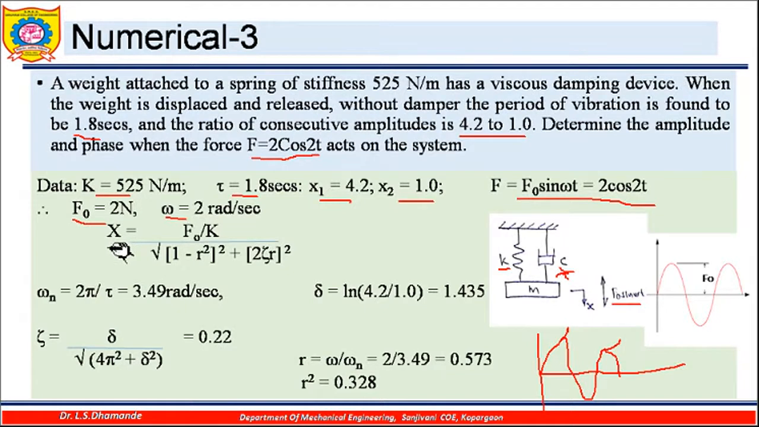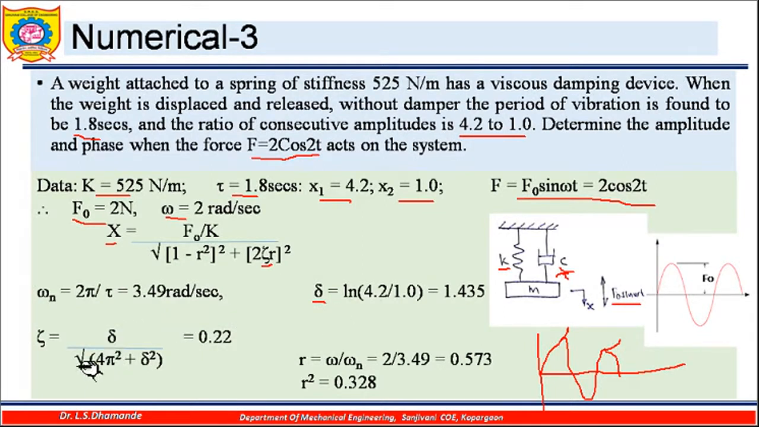We have to find the value of x, the amplitude. For getting this amplitude we need F0 by k and this particular ratio under root in the denominator. So F0 is with us, k is also with us, and r and zeta are required. Let's find zeta first. We can find it using the logarithmic decrement. The logarithmic decrement delta is given by ln of x1 by x2, which is equal to 1.435.